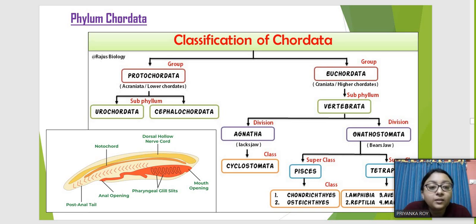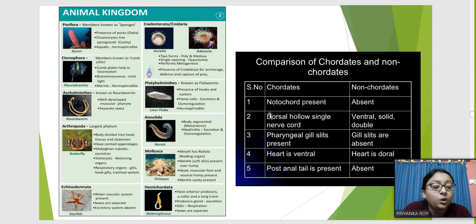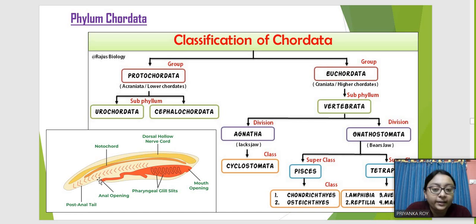So presence of these two is mandatory for being called a chordate. And whenever there is presence of pharyngeal gill slits, at least in one stage of the life cycle, we can call it a chordate. The heart is ventral, and a post-anal tail is present, that is, beyond the anus there should be a tail region. So they can show it throughout their life, or at any part of the life cycle it must be present for being called a chordate.